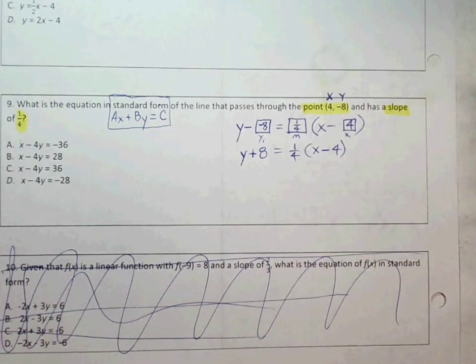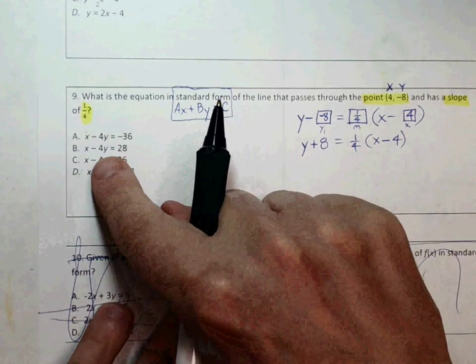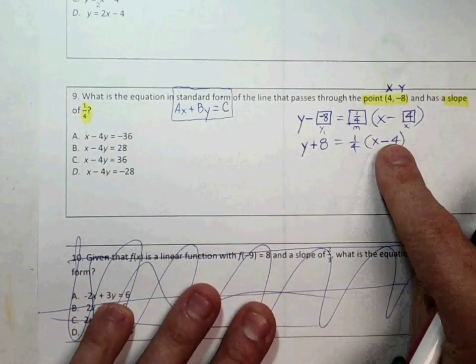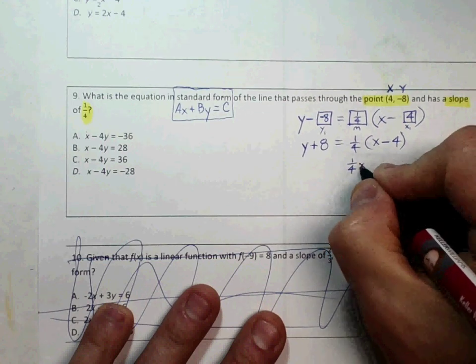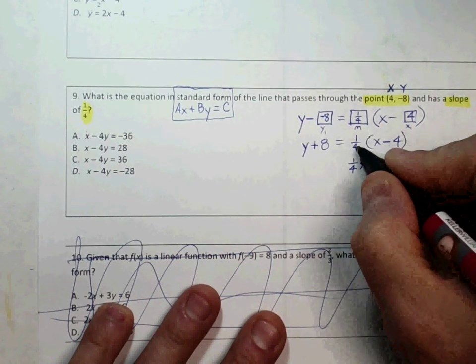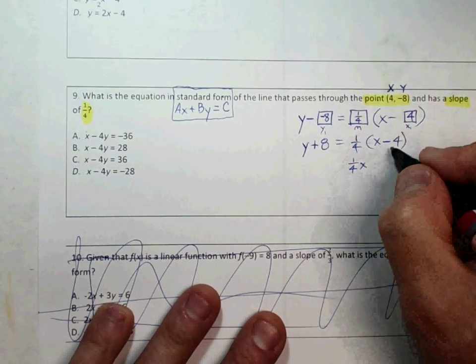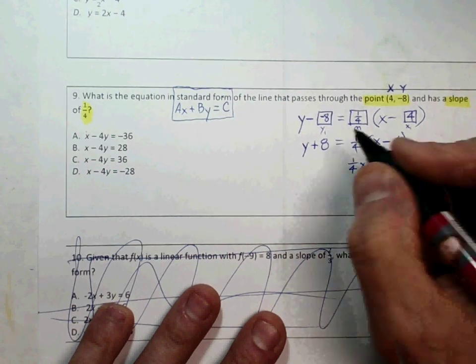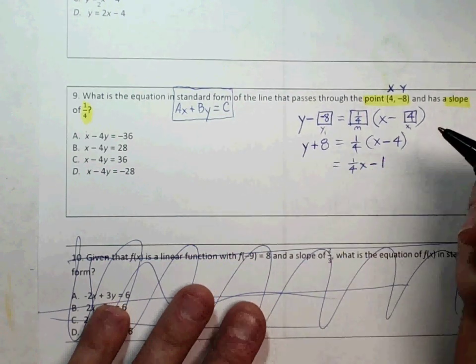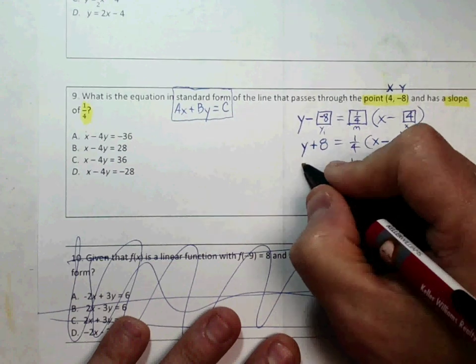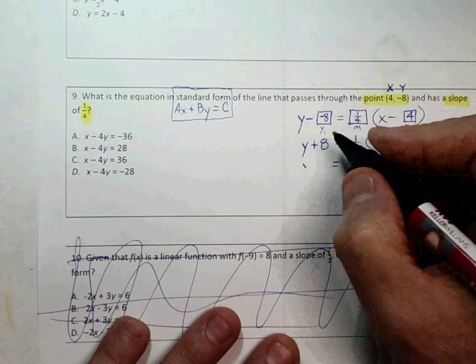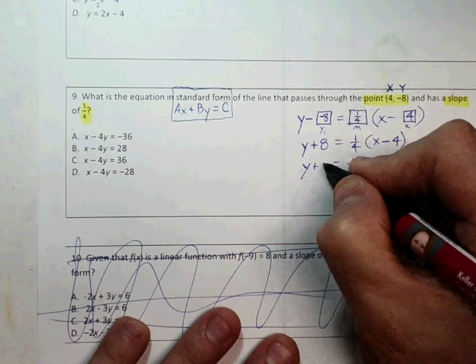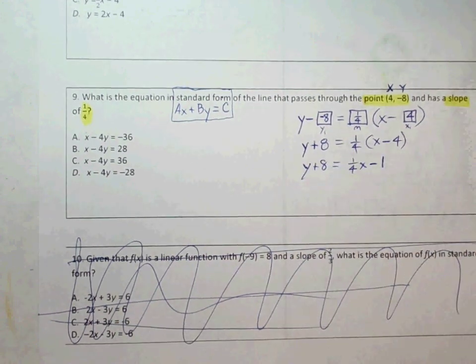All right, so now notice all my answer choices don't have parentheses. So I need to distribute to get rid of the parentheses. That's 1/4 x, and if I do that, I get -1. Okay? And so I get y plus 8 is equal to that. Okay?